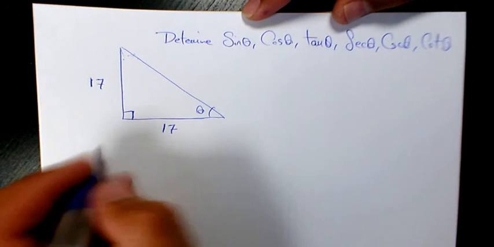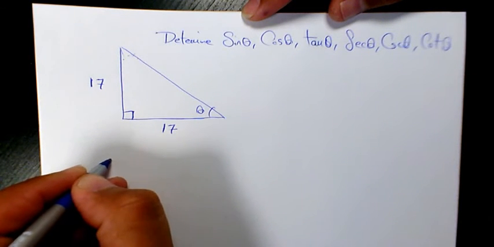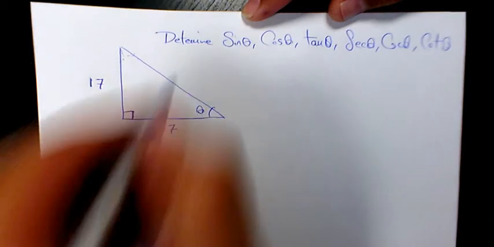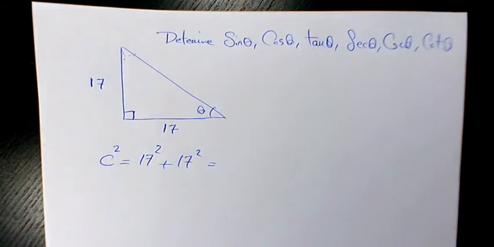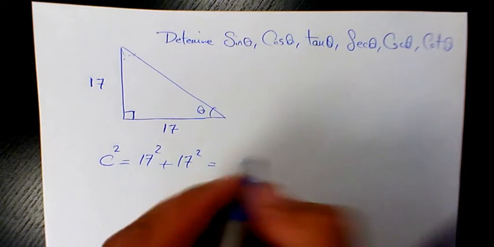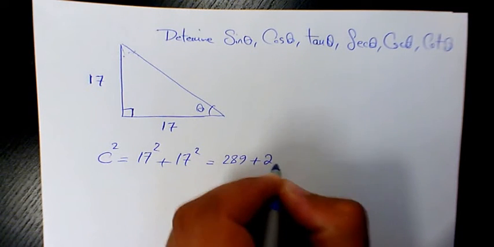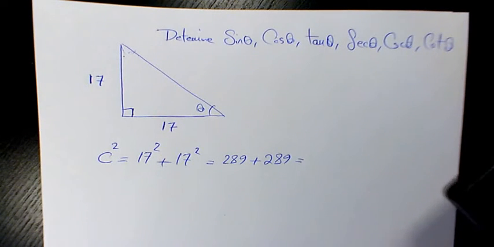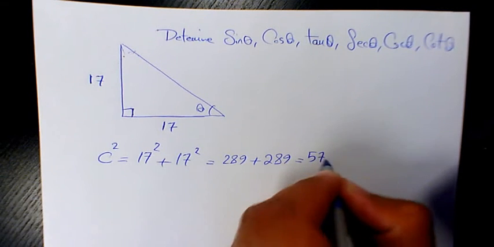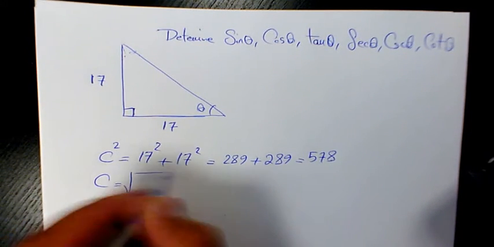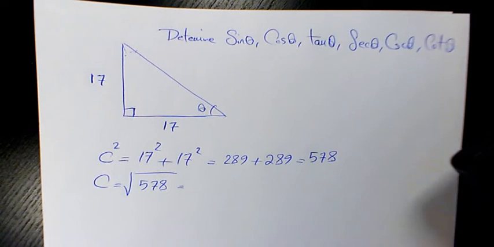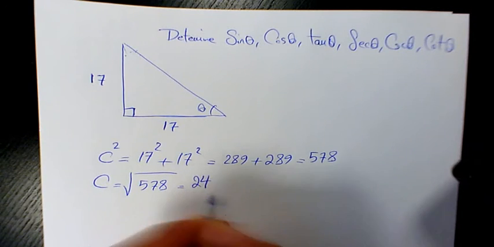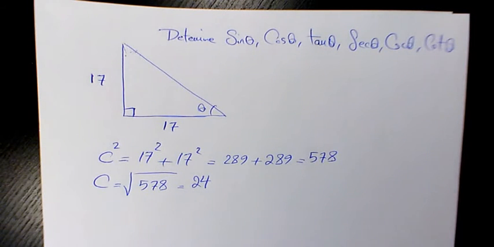So we have c squared as the hypotenuse equals to 17 squared plus 17 squared. 17 to the power of 2 is 289 plus 289. That's going to be 578. So c is going to be square root of 578. It's going to be 24. That's the hypotenuse.